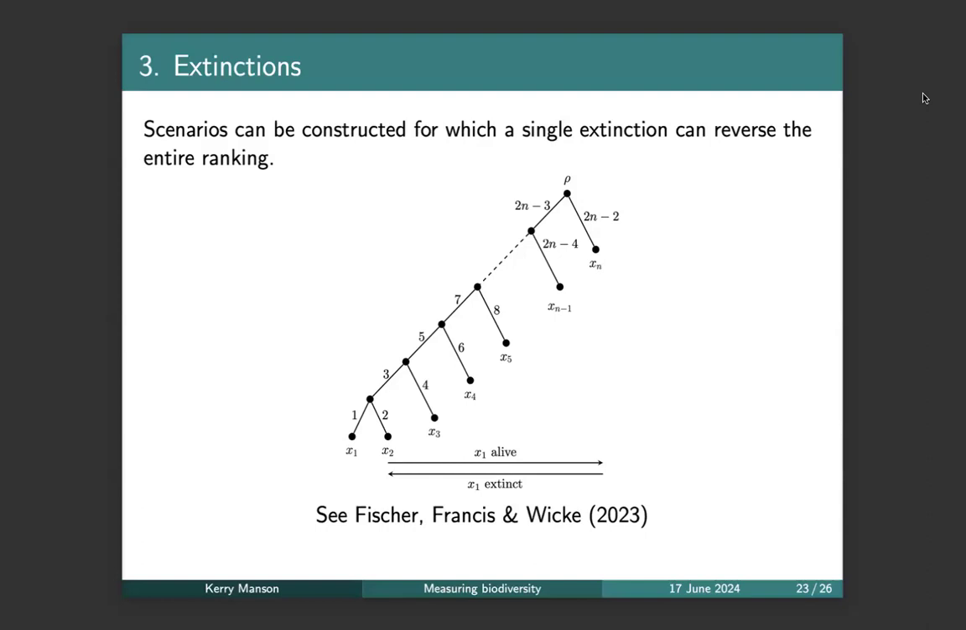So we have this kind of question now. Is fair proportion the only one that suffers this? So here in this example, I've got when X1 is still alive, is still part of the tree, we think they become more unique as we head from left to right. If X1 goes extinct, then they become more unique from right to left. And the result is that any topology you have, any tree structure you have, we can find lengths and extinction events where this reversal is possible.